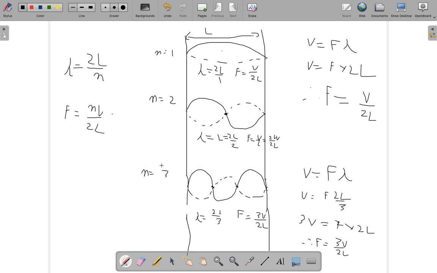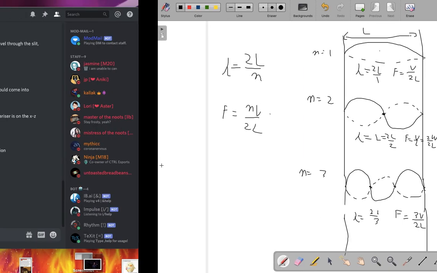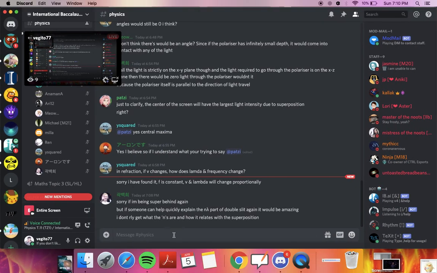And a similar process is followed in the case of standing waves in a pipe with one end open or both ends open. Would you like me to go through that as well?